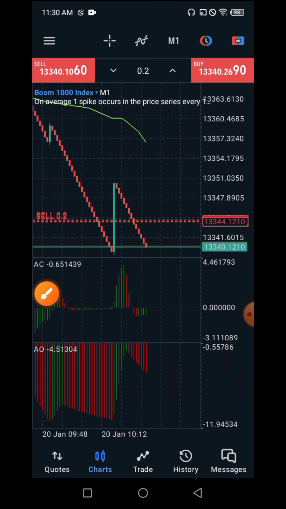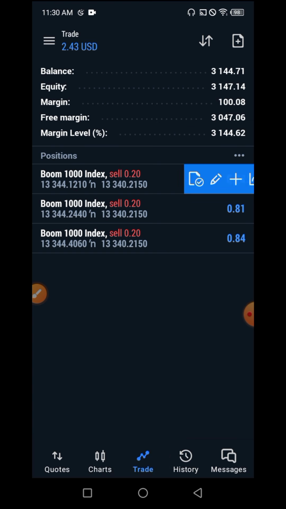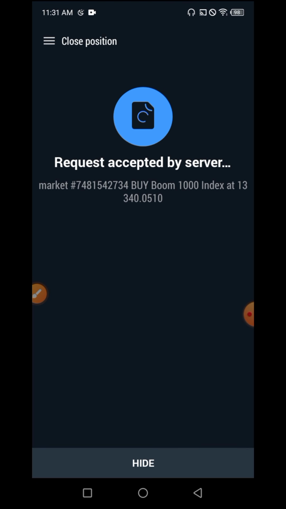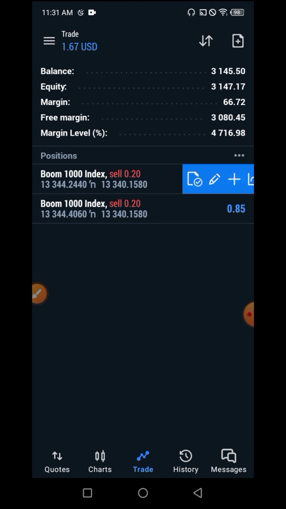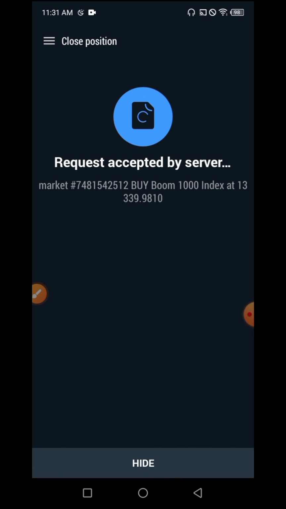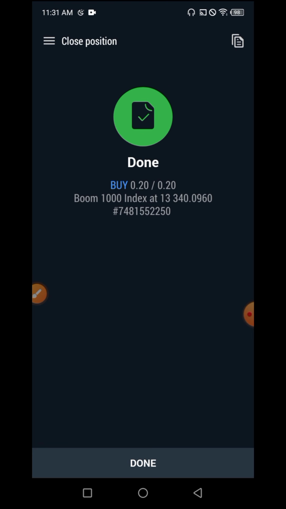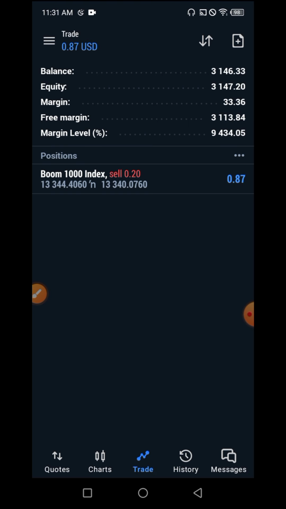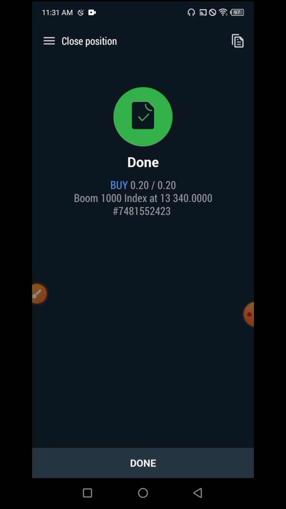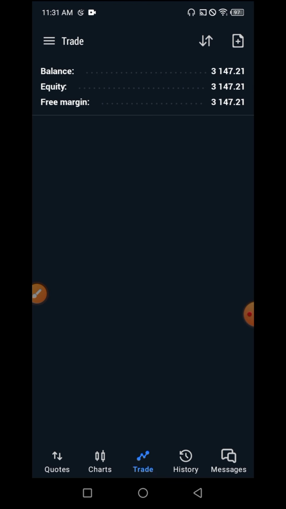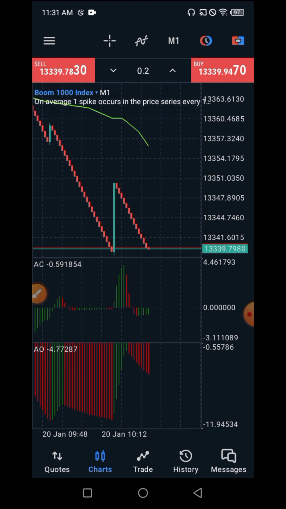So let's quickly end this trade first before we continue, because we have met our requirements. We have to leave the market before the spike comes in. The spike might not come, but take the rules for this market. When you follow the rules, the spike will not catch you. So let's continue.